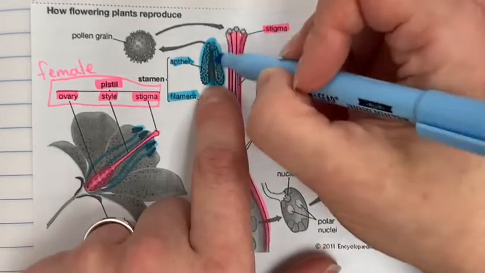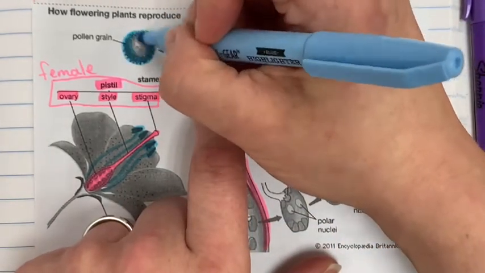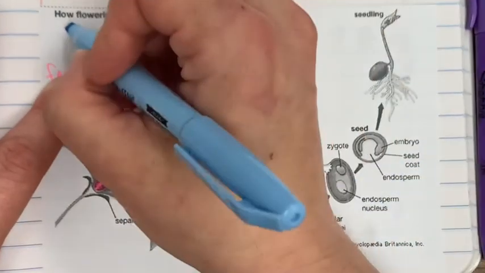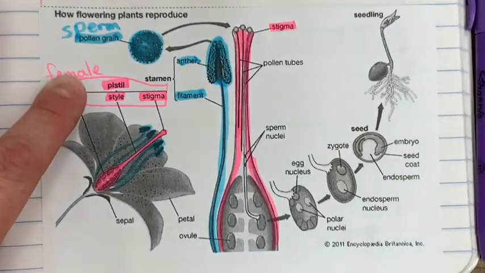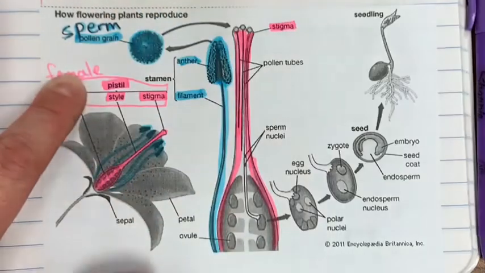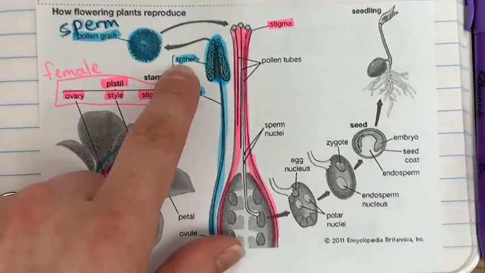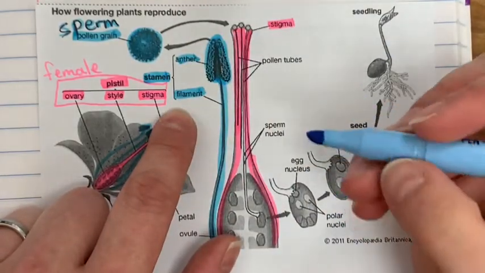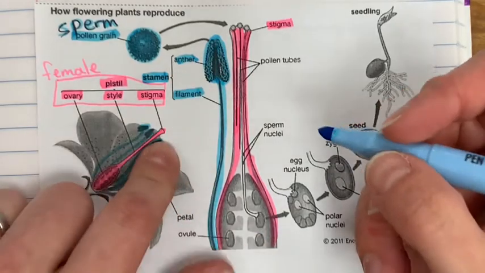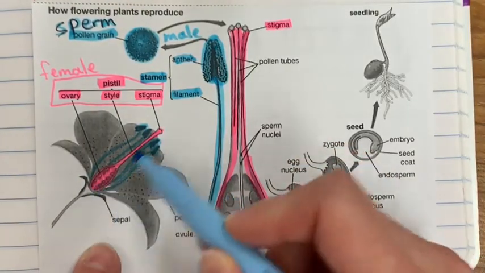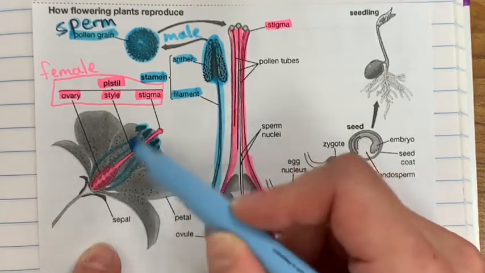And the anther is covered with pollen. The pollen grain is the equivalent to sperm. That is the male gamete. All right, so the anther with the filament together is called the stamen. This is all the male. And you've noticed we got 1, 2, 3, 4 male parts. You'll have a single female part. You may have multiple male parts.